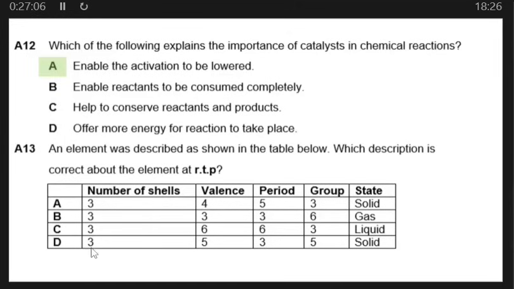Where is it matching on it? Number of shells 3, period 3, yes. Then valence 5, group 5, yes. So this one, again, they're saying it is solid, yes. When you check on the periodic table, this must be phosphorus. So our answer is D.